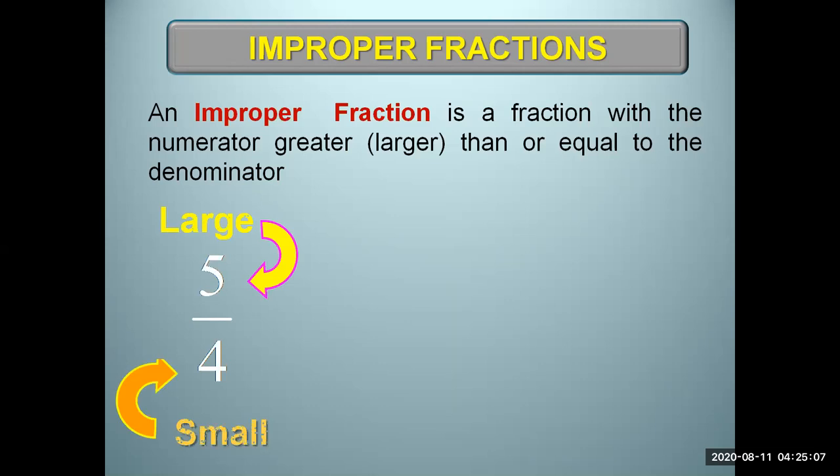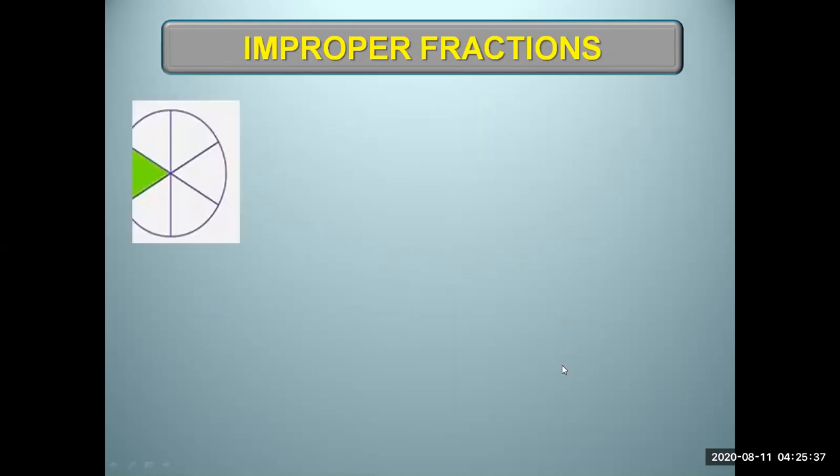Let's have an example. We have a fraction 5 upon 4. Now the numerator 5 is larger than the denominator 4, so we say that this is an improper fraction. Similarly, 6 upon 3, 6 is greater than 3, numerator is larger than denominator, so it's once again an improper fraction. And this example 9 upon 5, 9, the numerator, is greater than the denominator 5, so it is also an improper fraction.